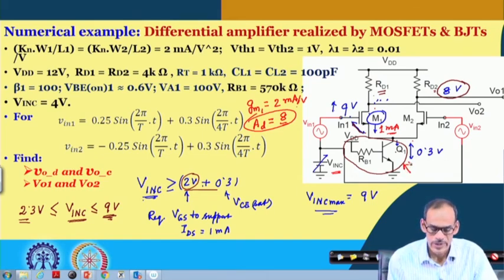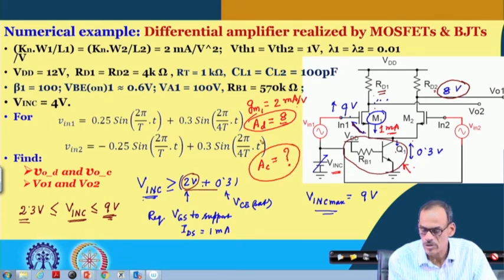The biggest advantage of having this tail resistor, which we are yet to discuss, is the corresponding common mode gain. In fact, let us try to see what is the corresponding common mode gain.